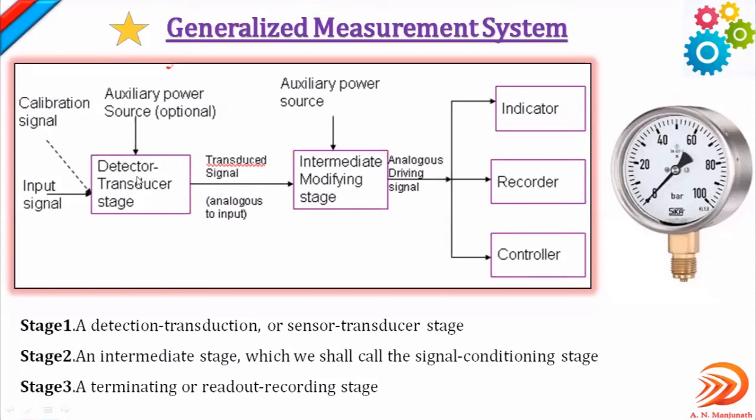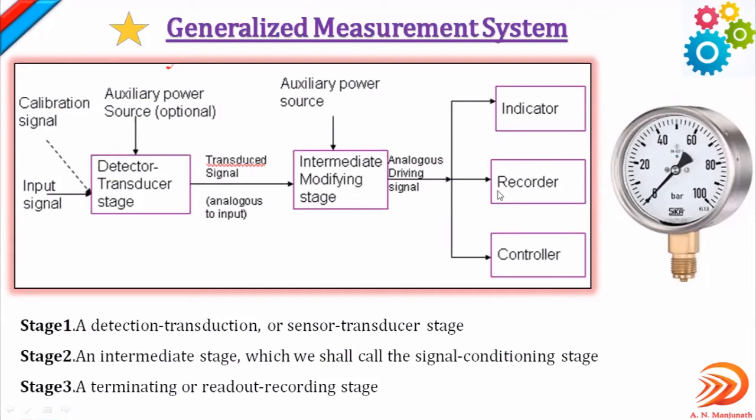See, the first stage does not make any changes to the signal it receives. As it is, it will send it once it has been sensed. If that signal is weak, it needs to be strengthened, and that function will be performed by the second stage. That is what is called the signal conditioning stage, or the intermediate modifying stage. It will modify the signal to the level which is required by the final stage, right?